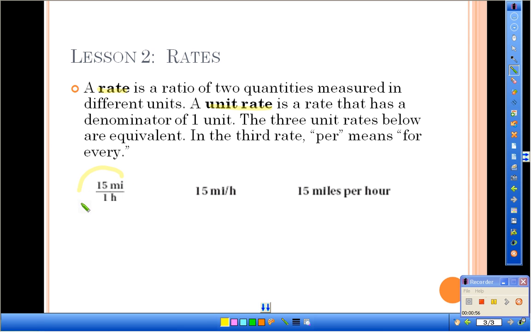We have 15 miles over 1 hour, and the way you would say it is 15 miles per hour. 15 miles with the backslash also means 15 miles per hour, and then finally with the words 15 miles per hour, where per means for every 1 unit.